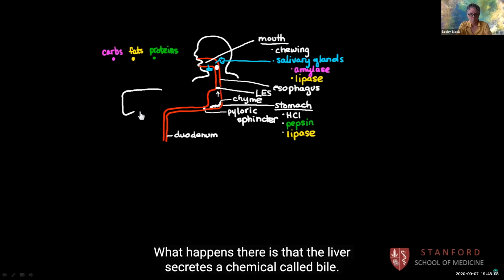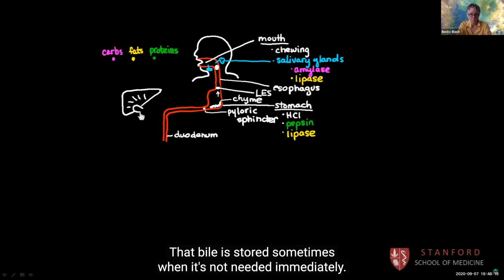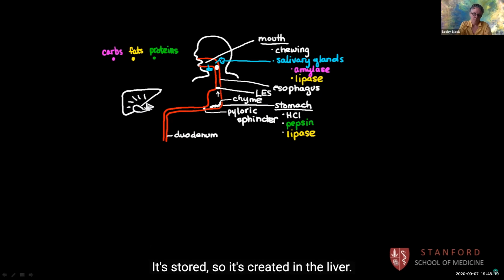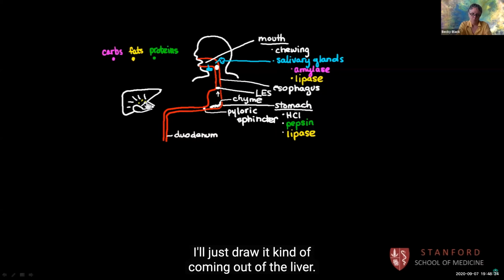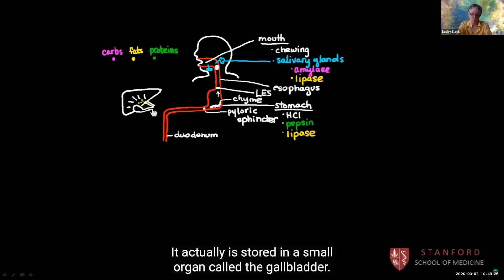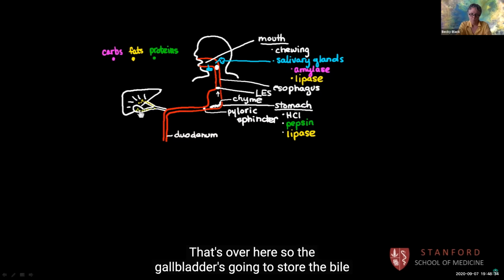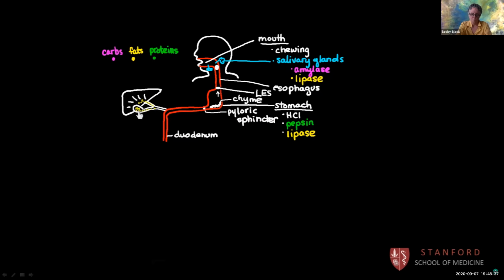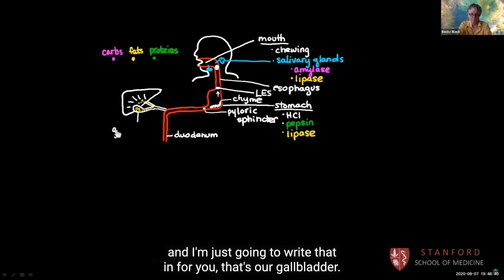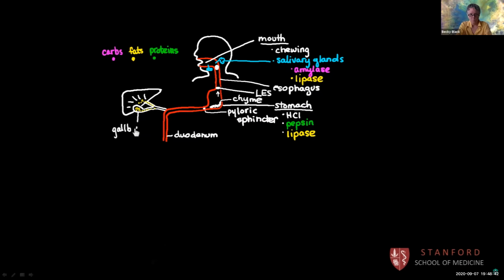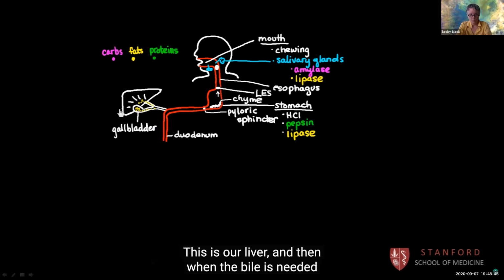And what happens there is that the liver secretes a chemical called bile. And that bile is stored sometimes when it's not needed immediately. It's created in the liver, and I'll just draw it kind of coming out of the liver. And then it actually is stored in a small organ called the gallbladder. That's over here. So the gallbladder is going to store the bile. And I'm just going to get that in for you. That's our gallbladder. And this is our liver.